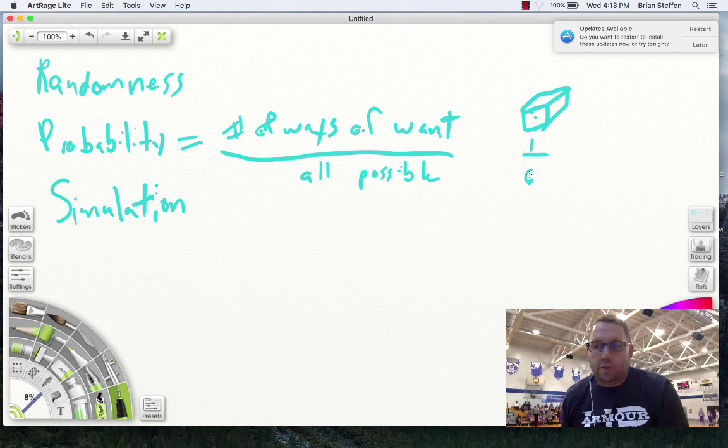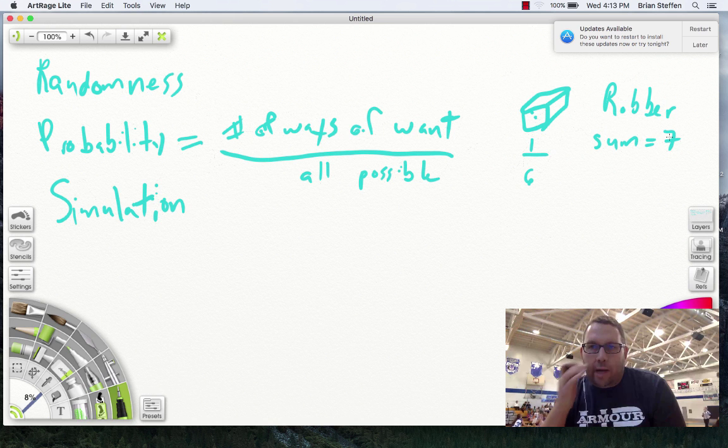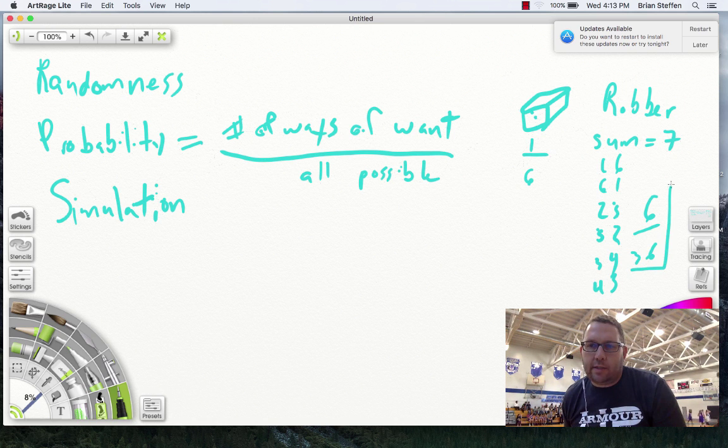All right, if you're rolling 2 dice, for those of you that are big Settlers of Catan fans, you know that the robber gets moved if you roll a sum of 7. And so you think, well, how many ways can that happen? You can roll a 1 and a 6, 6 and a 1, 2 and a 5, 5 and a 2, 3 and a 4, 4 and a 3. That is, there are 6 out of 36 ways to roll a sum of 7. So when we're talking about probability, that's what we're talking about.